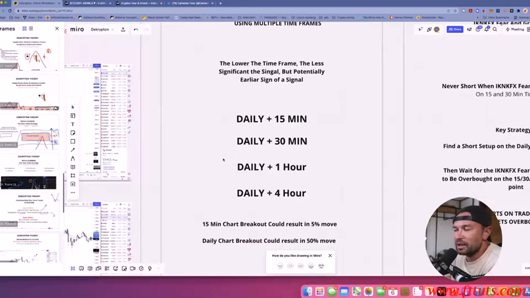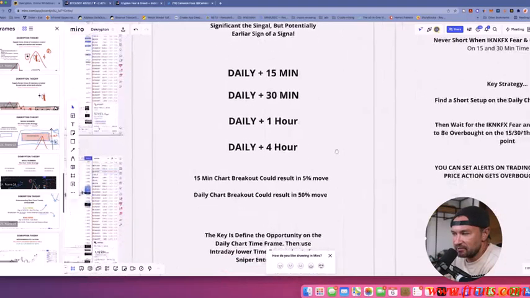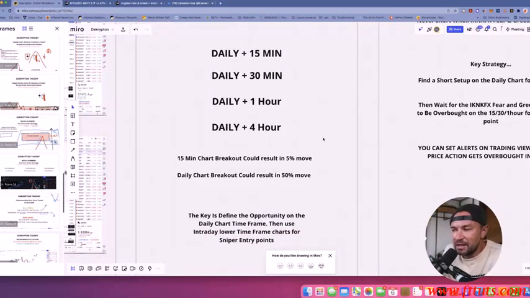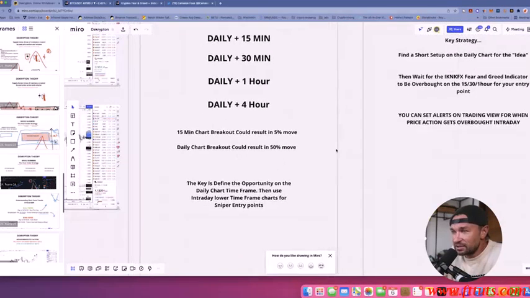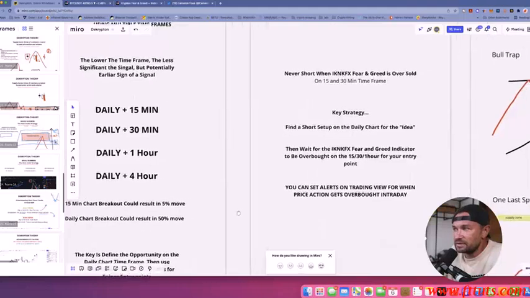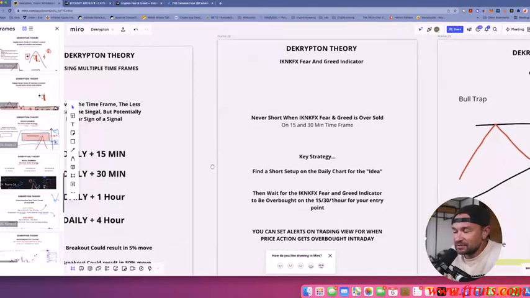So typically what I'm looking at when I'm trading is the 15-minute chart plus the daily, the 30-minute chart plus the daily, the 1 hour chart plus the daily, and the 4 hour chart plus the daily, right? And that just basically gives me different time frames for looking at different gauges of, okay, how significant is this move, right? A breakout on a 15-minute chart is not going to be nearly as significant as a breakout on a daily chart. Right?